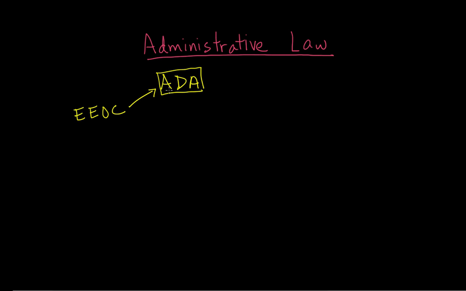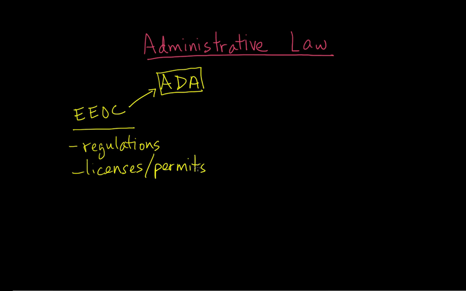the statute. Now, once an administrative agency is established, it acts like its own little quasi-government. It can issue regulations to administer or enforce the statute. So it has a quasi-legislative role, or rule-making role. It can also issue licenses and permits. So you could say that it has a quasi-executive role.